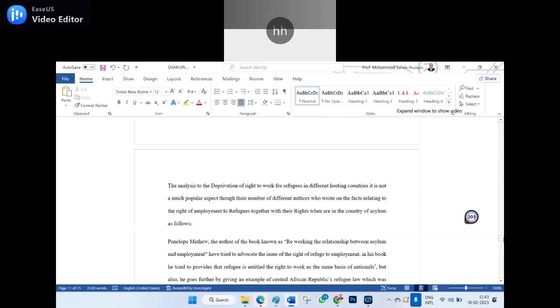A research proposal should have the chapterization. A research proposal should have the targeted group to whom we are giving the questionnaire. The questionnaire sample also should be given in the research proposal itself. And the questions should not be yes and no type, but explanatory type.